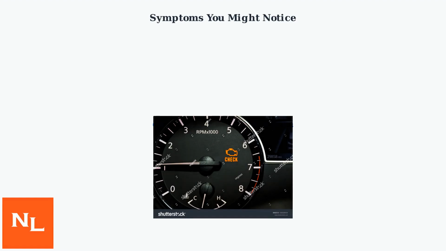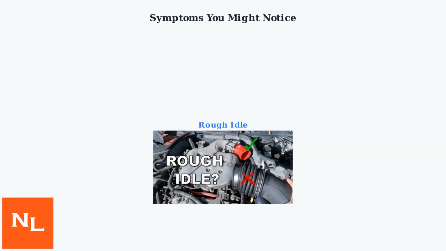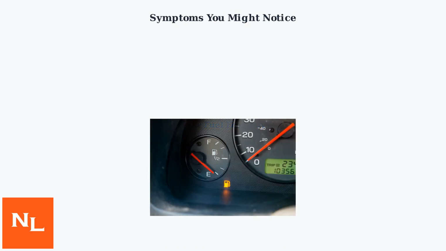The most common symptom of a P0443 code is the check engine light illuminating on your dashboard. This warning indicator alerts you the vehicle's computer has detected a problem. You might also experience a rough idle, where the engine runs unevenly at low speeds, causing vibrations or hesitation. Poor fuel economy is another symptom, meaning you'll need to refuel more frequently as the vehicle consumes more fuel than usual.